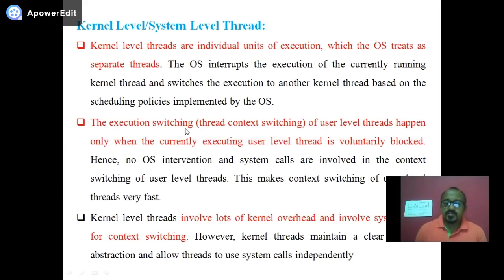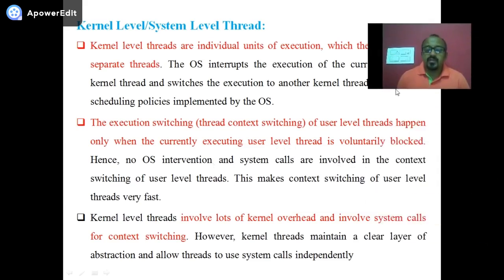The execution switching or context switching of user level threads happens only when the currently executing user level thread is voluntarily blocked, and it involves a lot of kernel overhead and system calls for context switching.